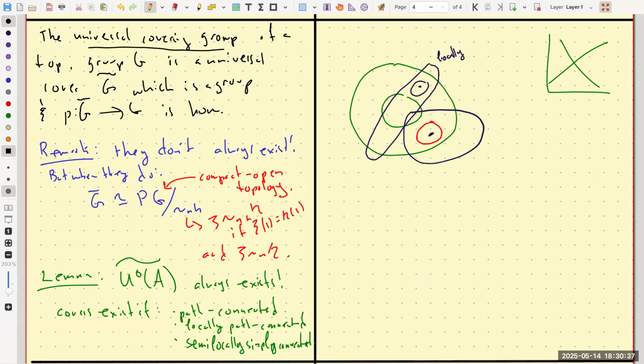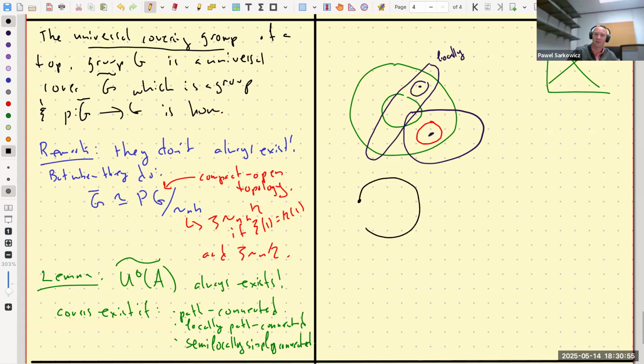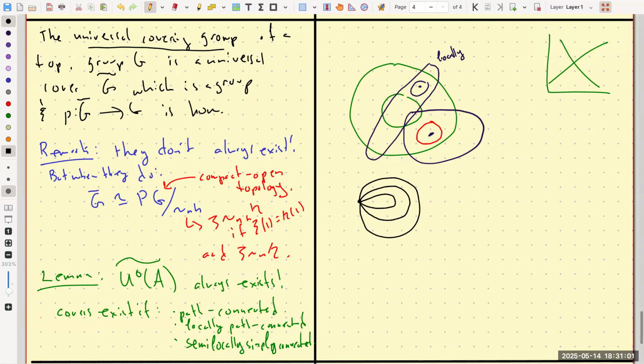Okay, another question. I wonder, you wrote that they don't always exist. So I wonder what is an example of a connected topological group for which there is no universal covering space. From what I remember, there's this thing called the Hawaiian earring. It just looks like this, and you go on forever. The Hawaiian earring, yes.